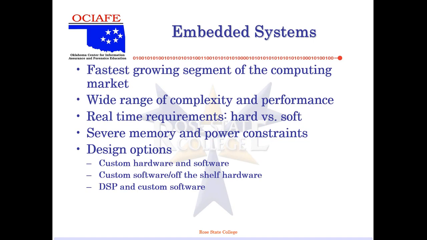Embedded systems are the fastest growing segment of the computing market. You can have it in hardware or software, either way. They're embedded into all sorts of environments, such as your phones. You make custom hardware or software. There's all sorts of things you can do with embedded systems. The problem is they have severe memory and power constraints. So that's why you have smartphones. The battery dies too much.